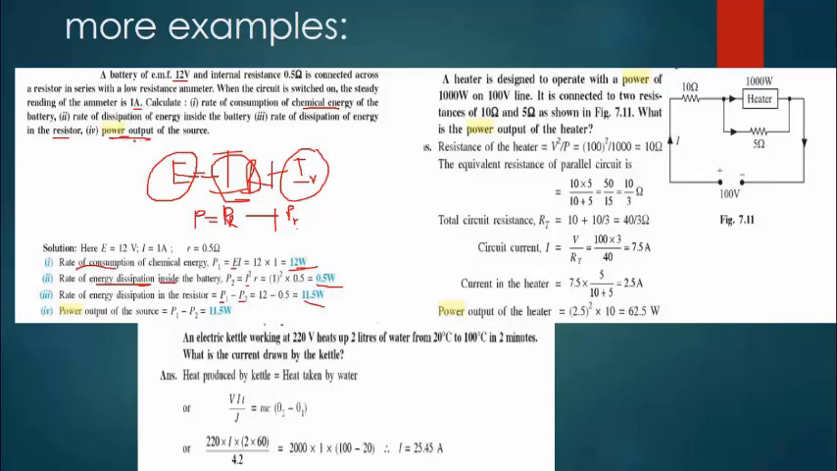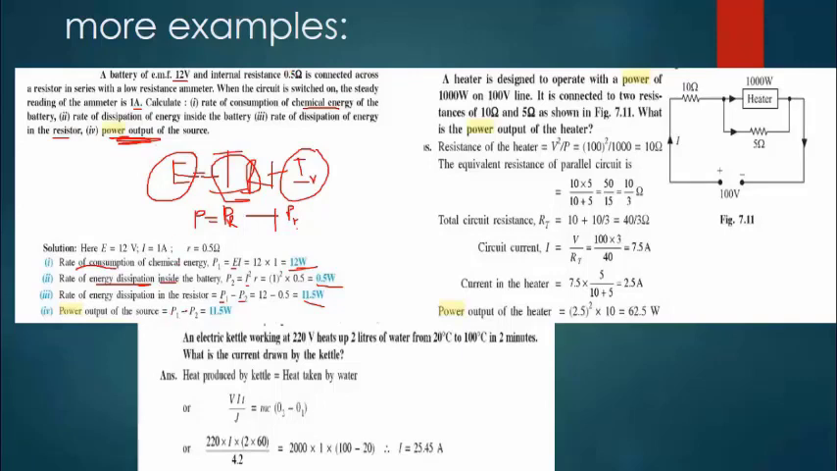Power output of the source. Power output is how much the source is now offering to the external components. After it is able to produce a certain amount of power, the total chemical energy that it can produce, some part of that is used by the battery itself and is lost as heat due to the internal resistance. So all that is remaining is the one that the battery can give as output, the one that the battery can offer to the external resistors.